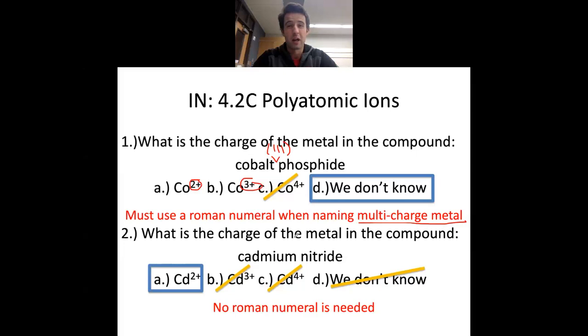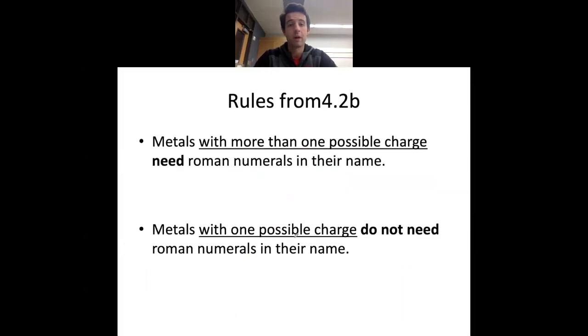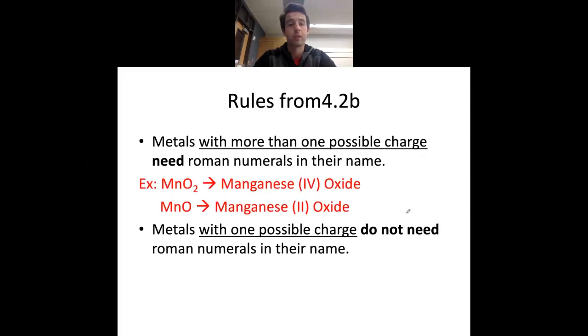So hopefully that helps clear it up with transition metals. Sometimes you do, sometimes you don't. Look at the ion list to figure it out. Okay, and this is just kind of explaining those rules once again. Metals with more than one possible charge need Roman numerals in their names, and metals with only one possible charge do not need Roman numerals in their names. These are two good facts to have written down in your notes somewhere.